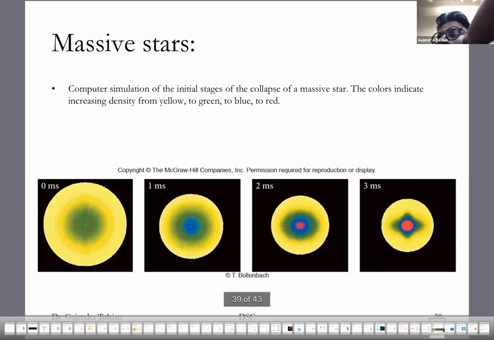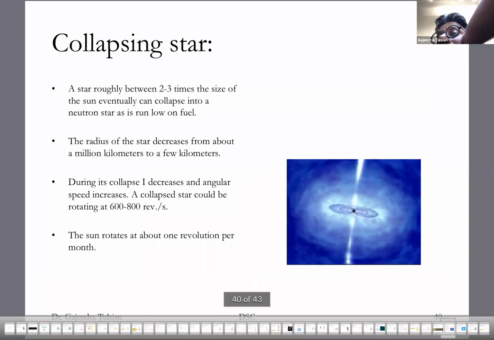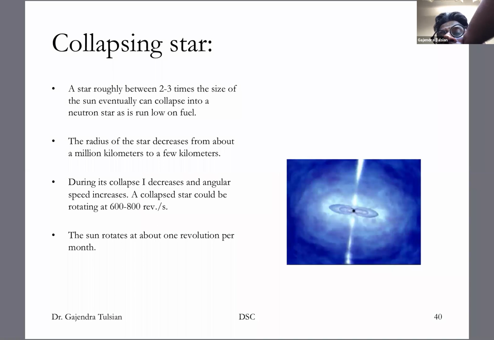So a star roughly between 2 and 3 times the solar mass, the size of the sun, eventually can collapse into a neutron star as it runs out of fuel. Okay, so now here's what happens. The radius of the star decreases from about 1 million kilometers to a few kilometers.